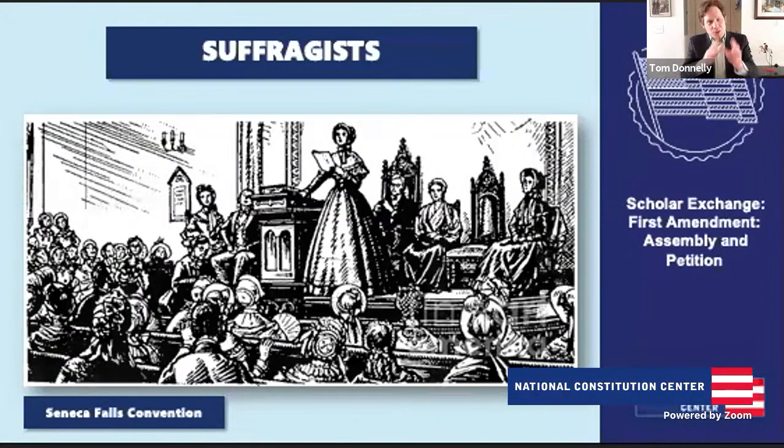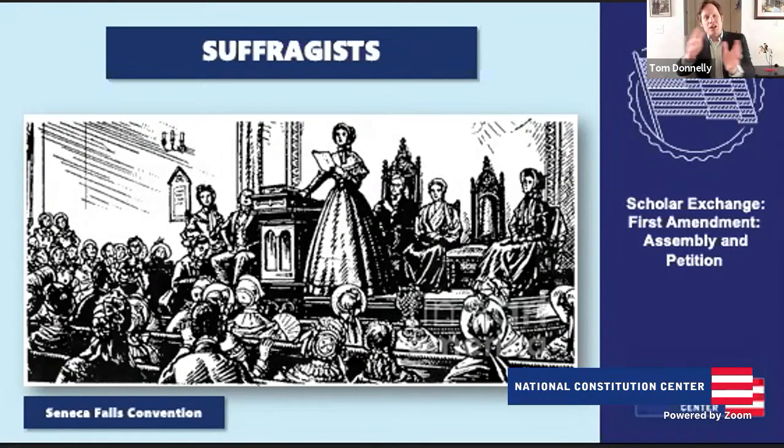And so we see this with this convention, but Seneca Falls isn't the only convention of suffragists throughout the 1800s, but it's an important reminder that women, even though they can't vote, are beginning to use their First Amendment rights of speech, of press, and then assembly through convention to push for change and push ultimately for women's right to vote.